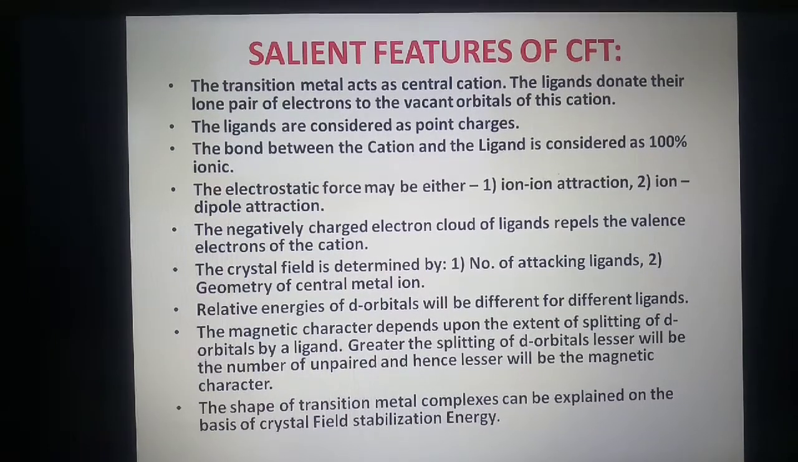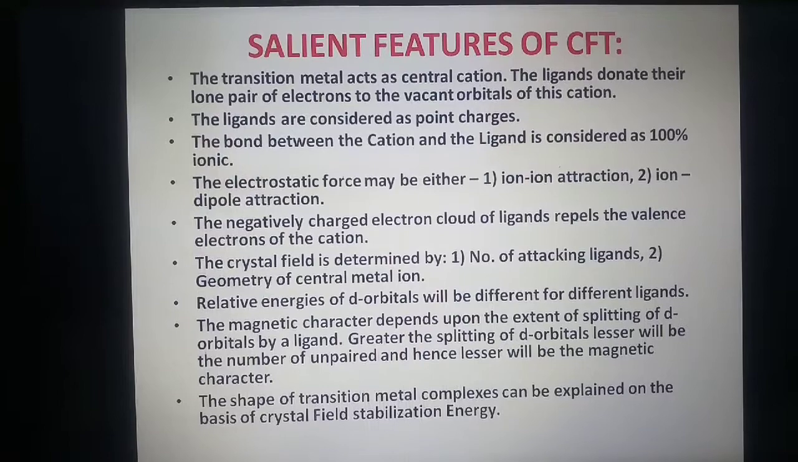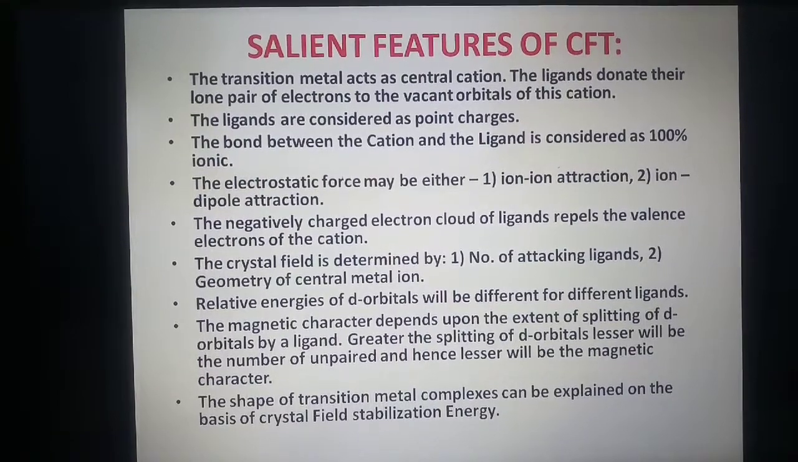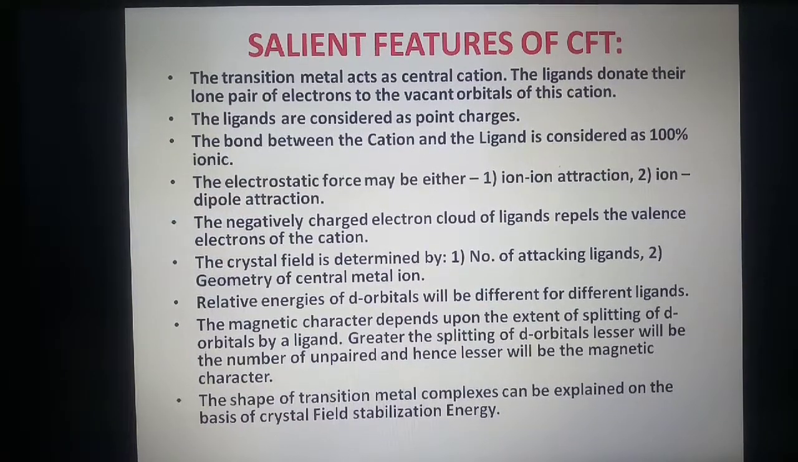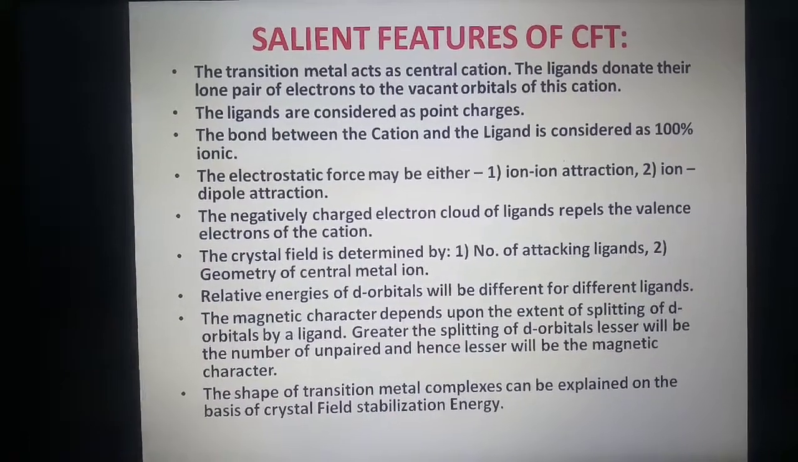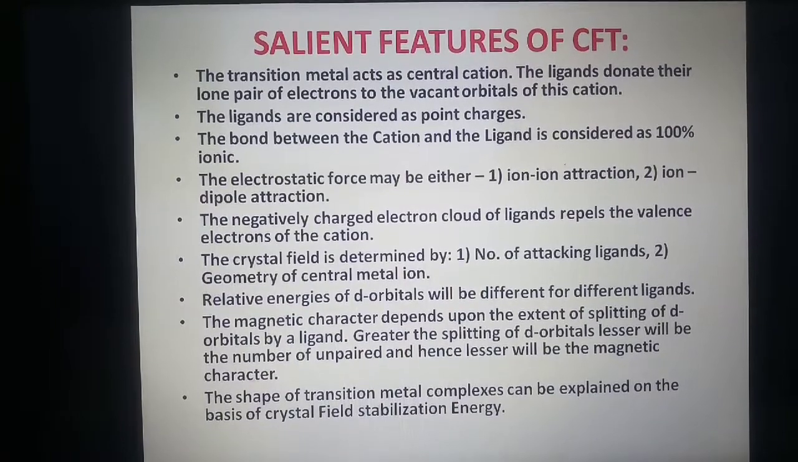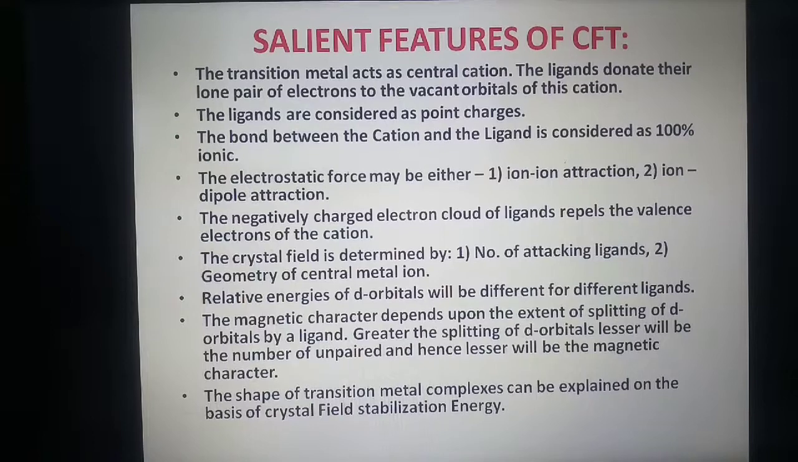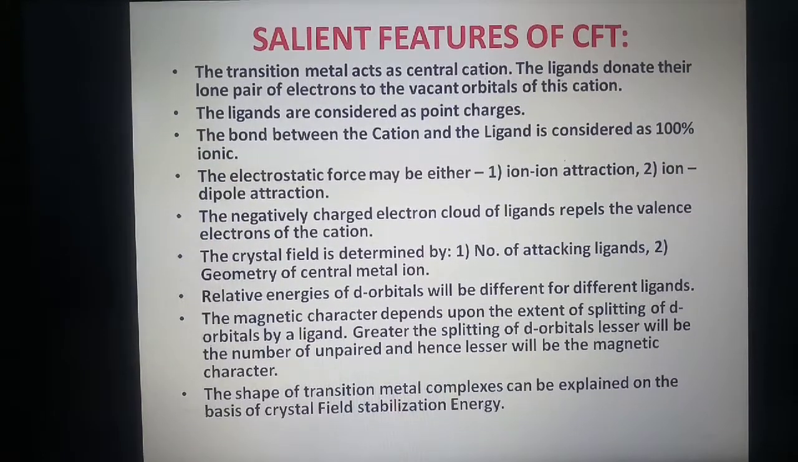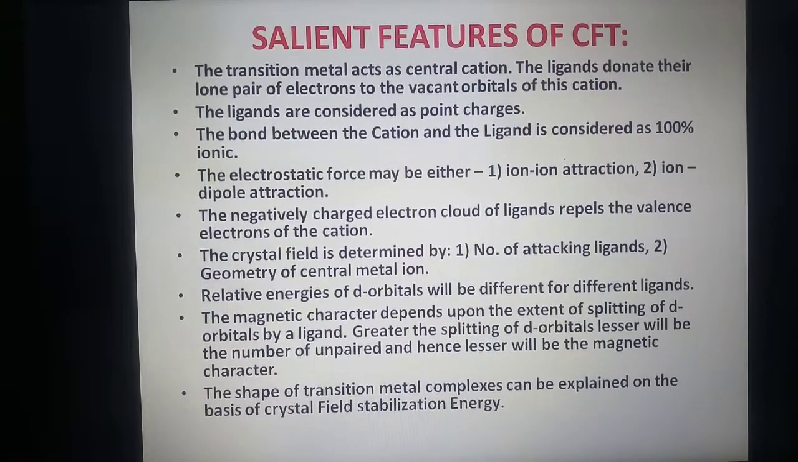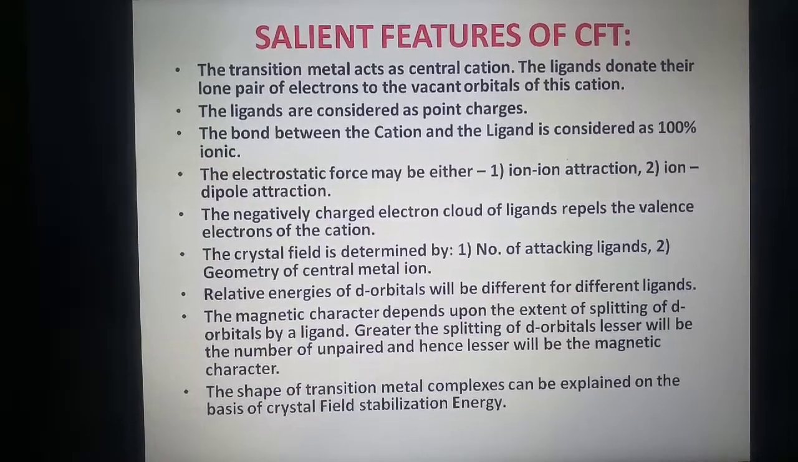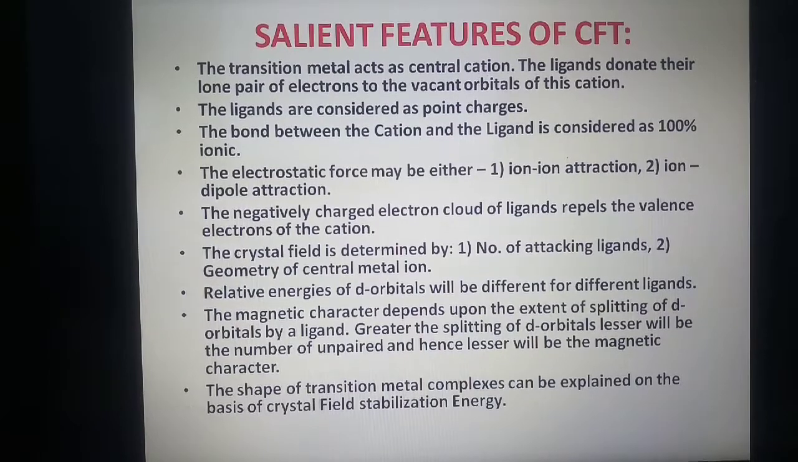Greater the splitting of the d orbitals, lesser will be the number of unpaired electrons, and hence lesser will be the magnetic character. I repeat this point once more. Students, be careful. The magnetic character depends upon the extent of splitting of the d orbitals by a ligand. Greater the splitting of the d orbitals, lesser will be the number of unpaired electrons, and hence lesser will be the magnetic character. And finally, the shape of the transition metal complexes can be explained on the basis of crystal field stabilization energy.